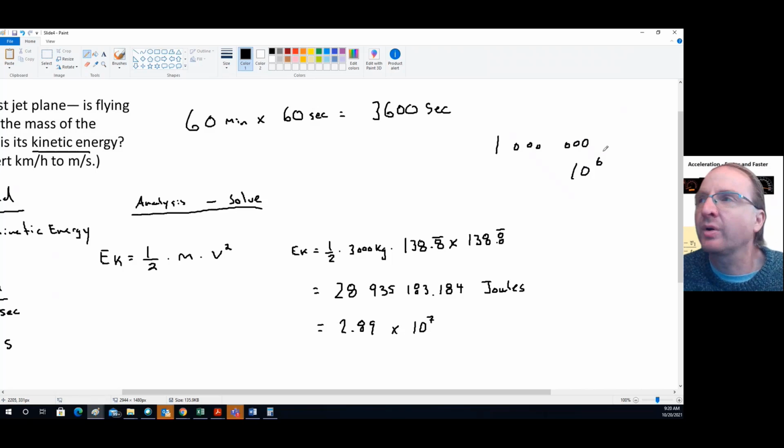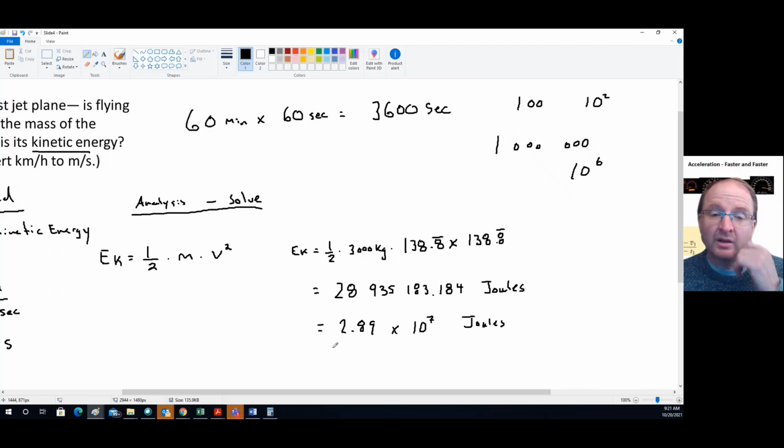That's the pattern in exponents, right? Think about 10 to the 2. That's 100. 1 followed by 2 zeros, right? So this 2 is followed by 7 places, right? 1, 2, 3, 4, 5, 6, 7. Yeah, it is. This is 2.89 times 10 million. So basically 3 times 10 million, that's 30 million, 28 million in this case, joules. Of course, we didn't round it to 30. We rounded it to 3 significant digits, 2.89.